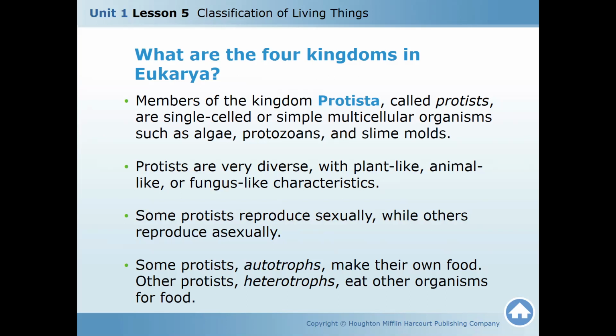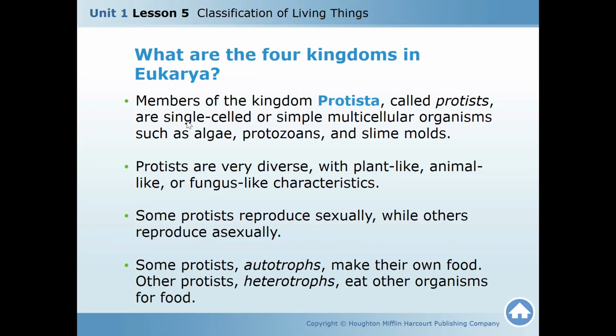Girls, again, domain, open 3 fingers. When I say domain, open 3 fingers: bacteria, archaea, eukarya. Then for eukarya, open 4 fingers. You have protist, fungi, plantae, and animalia. For protists, say they look like animals and sometimes like plants. They reproduce sexually, asexually. Some are autotrophs and some are heterotrophs.